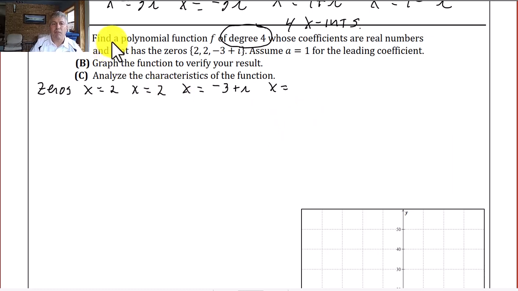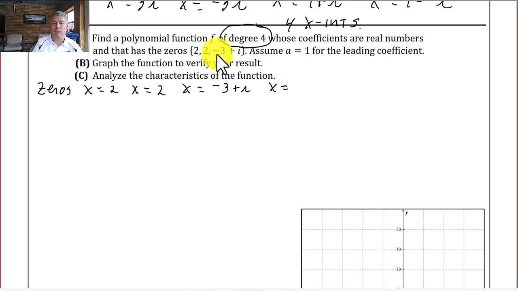In example 4, they ask us to find a polynomial function of degree 4 whose coefficients are real numbers. So we're going to need 4 x-intercepts, and it has zeros of 2, 2, and negative 3 plus i. So they gave us 3 of them, and we need the fourth one.